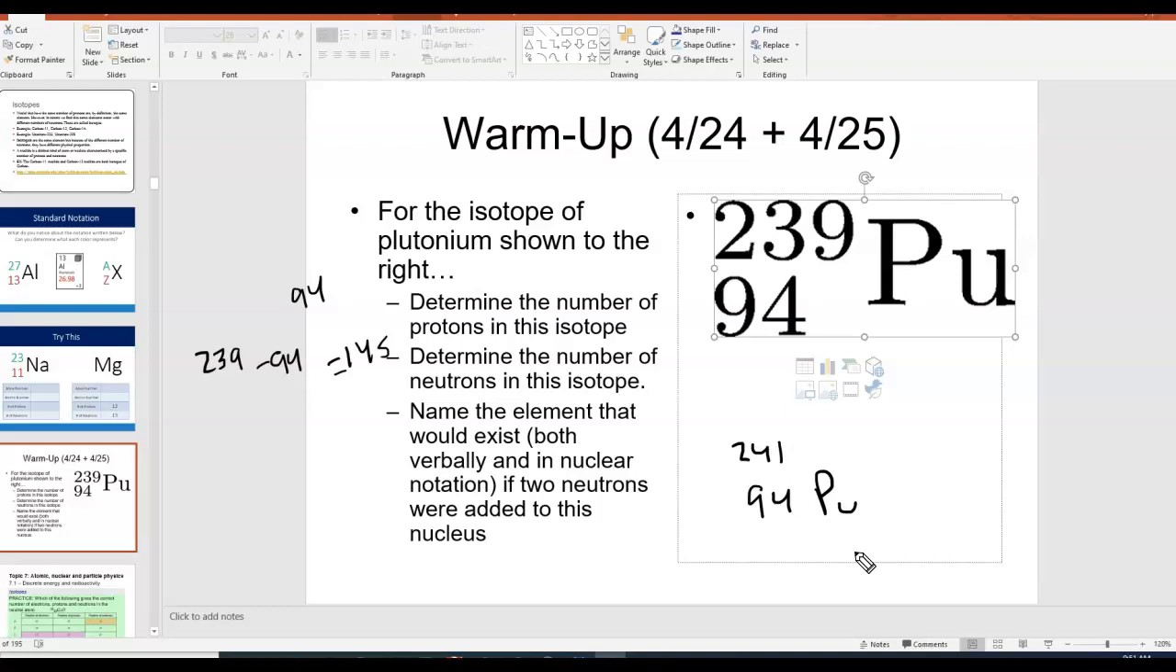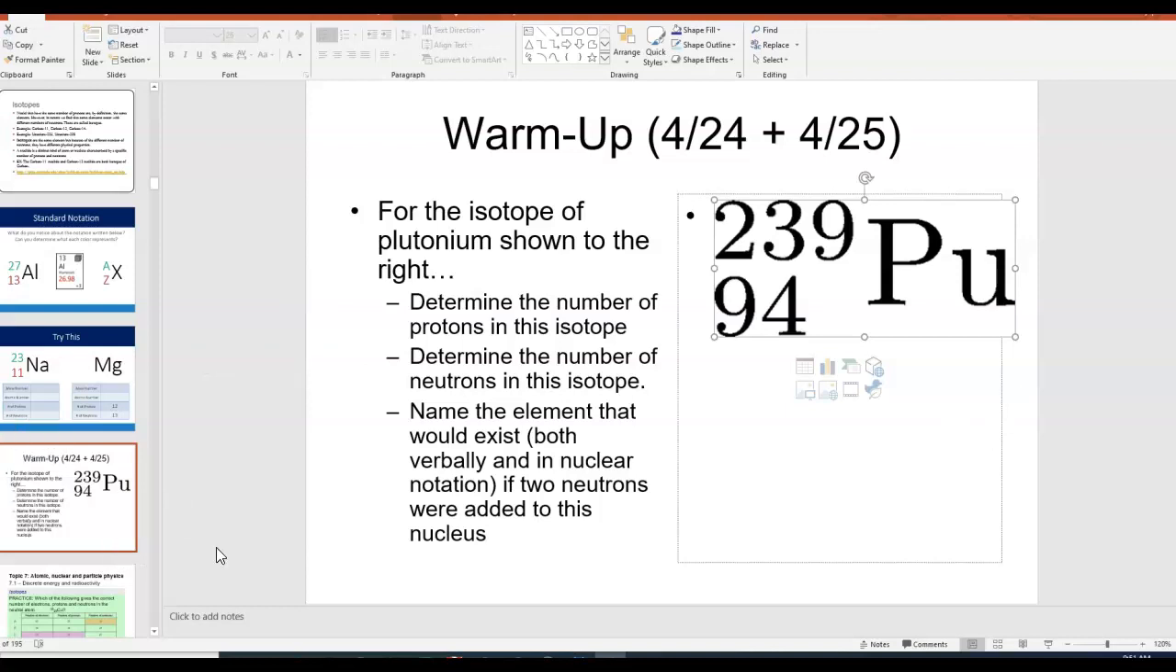Now, if we added 2 protons instead of 2 neutrons, that would completely change the element, and I would have to look on a periodic table to know what exactly that is. It would be something 241, atomic number 96. I guess I could look it up, but I don't really feel like it right now. But X would represent the chemical symbol for whatever has atomic number 96. I just don't happen to recall off the top of my head.